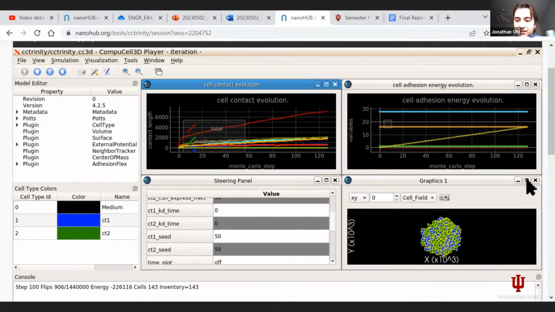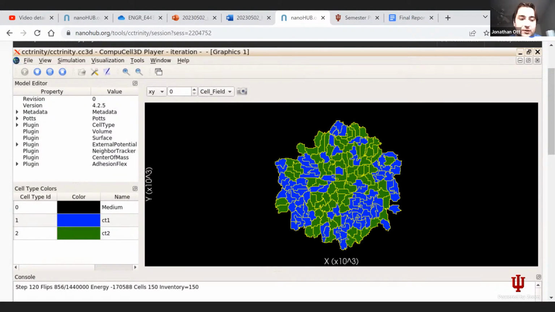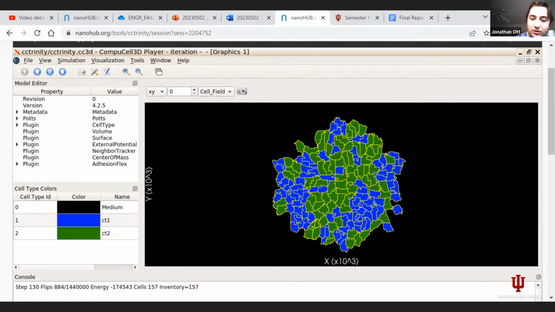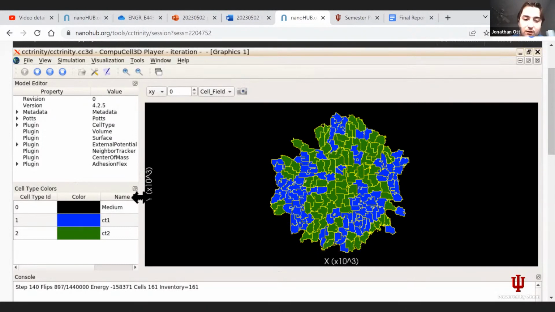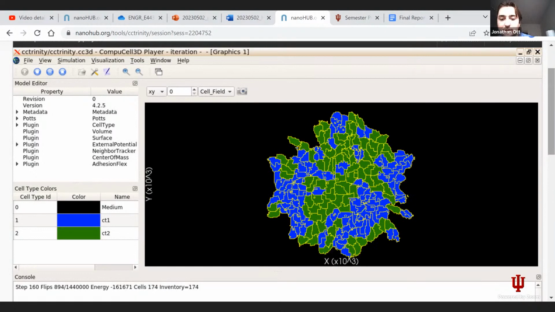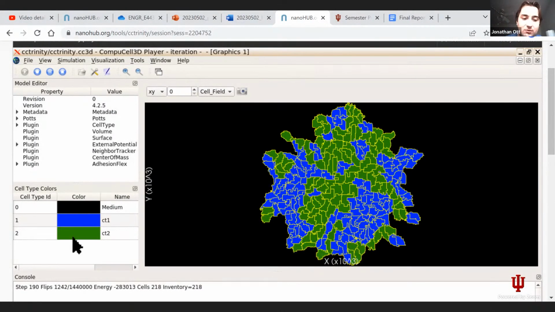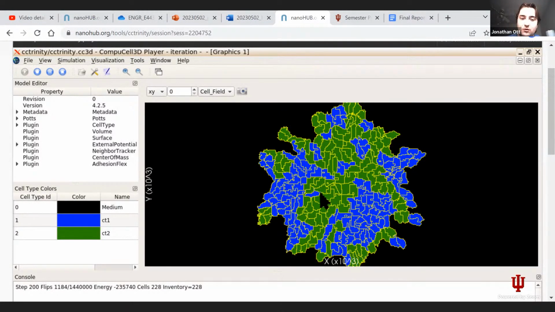So, let's take a closer look at this. We'll leave it running for just a little bit. As you can see, based on the legend over here, the wild type is the blue cells that are appearing, and the CDH1 with an expression of 50 is in the green.